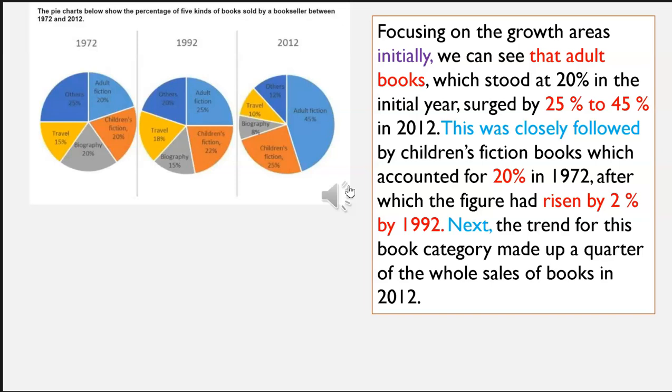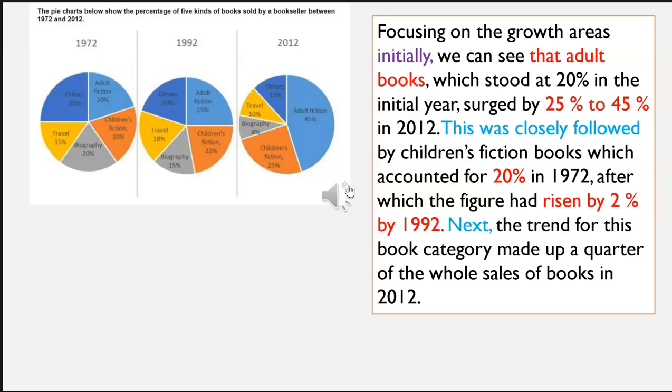"This was closely followed", not really, 20 to 25, that's a close follow? No, they're not close at all. "Risen by 2%." That is the definition of not being significant. Anything that changes by 2%, you should not report it because it's not a main feature.